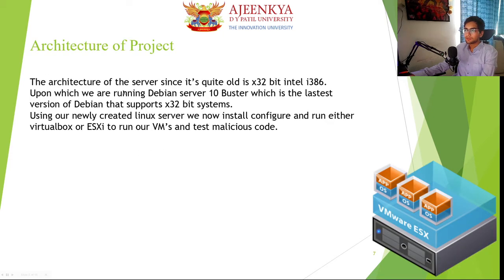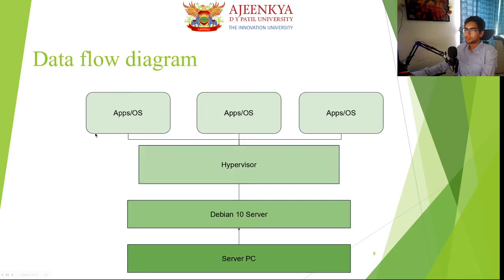So the architecture of the project: the server, since it's quite old, is 32-bit i386, upon which we are running Debian based Ubuntu server, which is an older version of Debian and Ubuntu, Debian 10 Buster or Ubuntu 16 Xenial, which are the only two versions of Debian/Ubuntu that still support 32-bit processors. Once we have a host operating system, we can install a hypervisor software like VirtualBox or ESXi to run the virtual machines. This is the data flow diagram of the project.